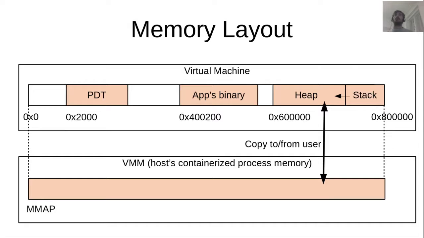The following picture shows the memory layout when the application starts. This is built by the virtual machine monitor. If we read the picture from left to right, we have first the page directory table, then the application binary, the heap, and the stack. Currently, we are limited to 2 MB for the application binary and less than 2 MB for the heap.